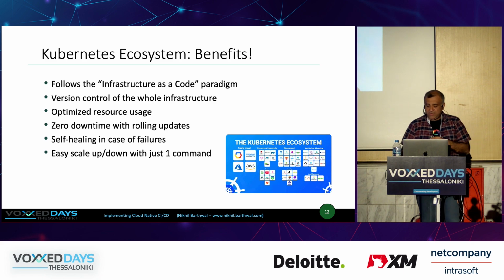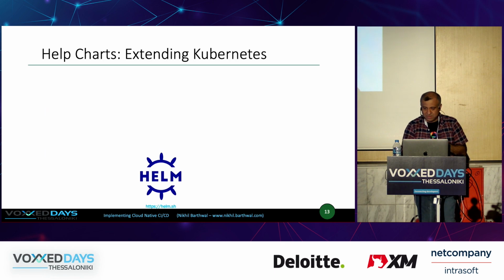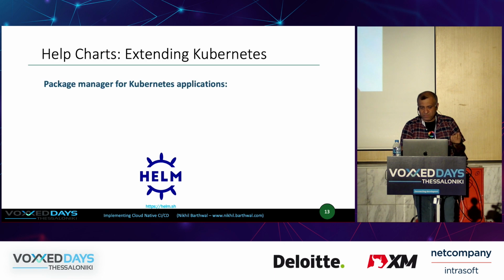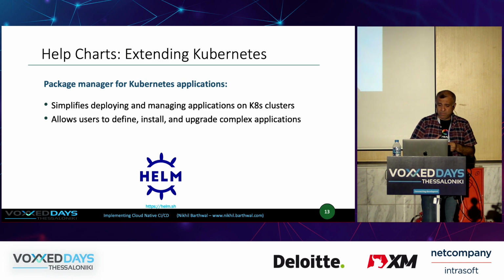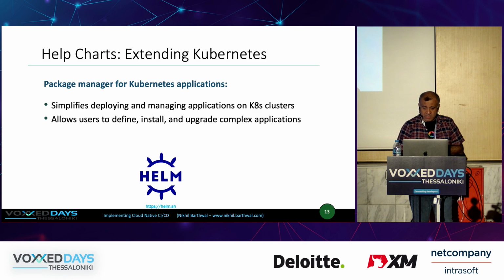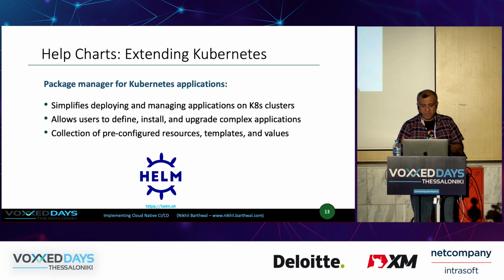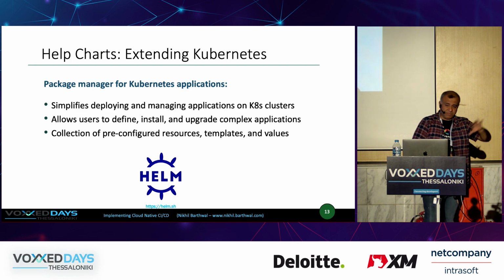And then Kubernetes is somewhat complicated, but you have Helm charts, which basically is a package manager for Kubernetes. So essentially what it is doing is helping you simplify deploying and management on these clusters. It allows users to install and upgrade very complex applications. And then obviously it has some collection of pre-composed resources, templates, etc., that you can actually use. So basically you can extend Kubernetes your own way.